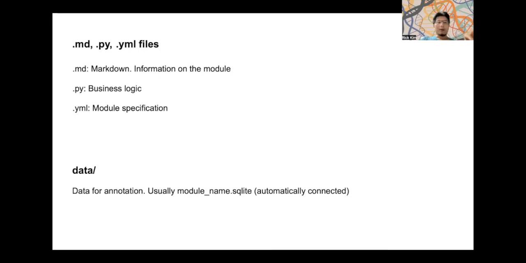What are these 3 files? MD, PY, YAML. MD is a markdown file that shows the information of the module. And the .py file has the business logic. So there's the main Python script that does the annotation. And the YAML file has the specification of the module, including the definition of the output columns.